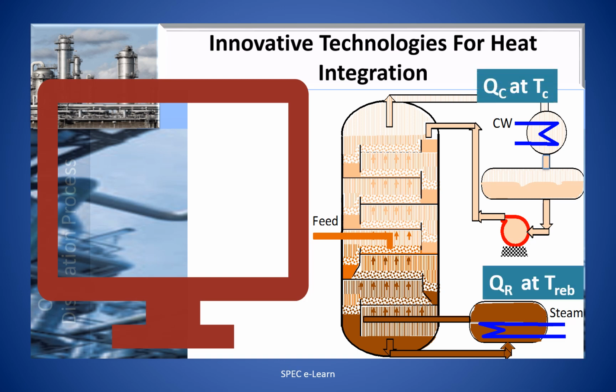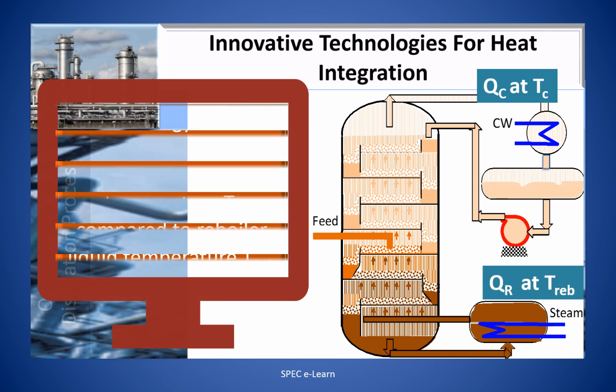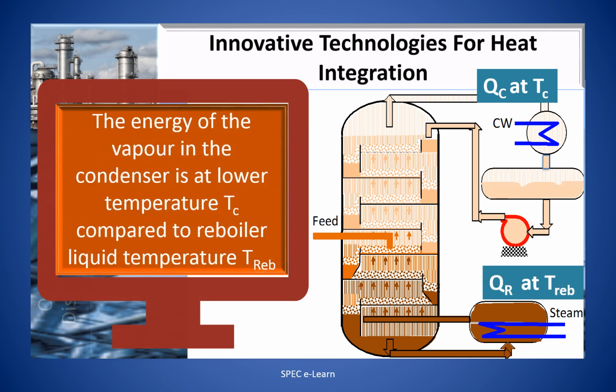In a conventional distillation column, the temperature of the vapor in the condenser is less than the temperature of the liquid in the reboiler. That is, Tc is less than Trb. Hence, the energy of the vapor in the condenser is at a lower temperature Tc compared to reboiler liquid temperature Trb.